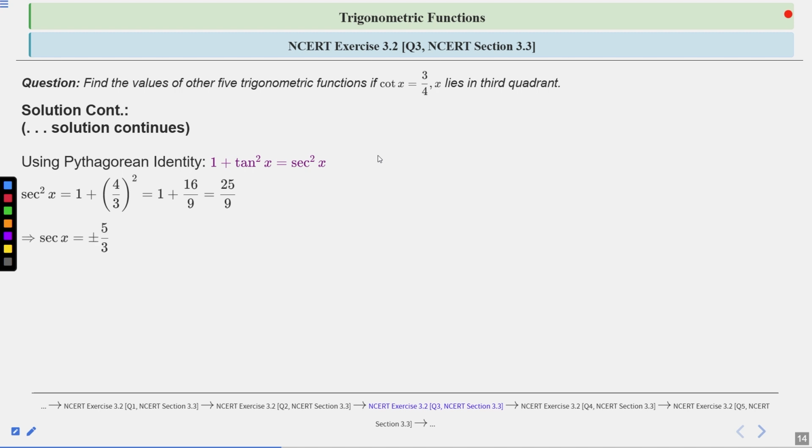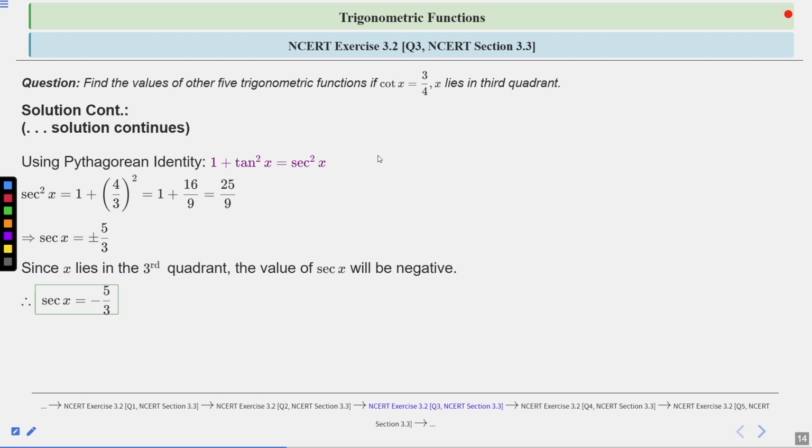This implies sec x is equal to plus minus 5 upon 3. Since x lies in the third quadrant, the value of sec x will be negative. Therefore, sec x is equal to minus 5 upon 3.